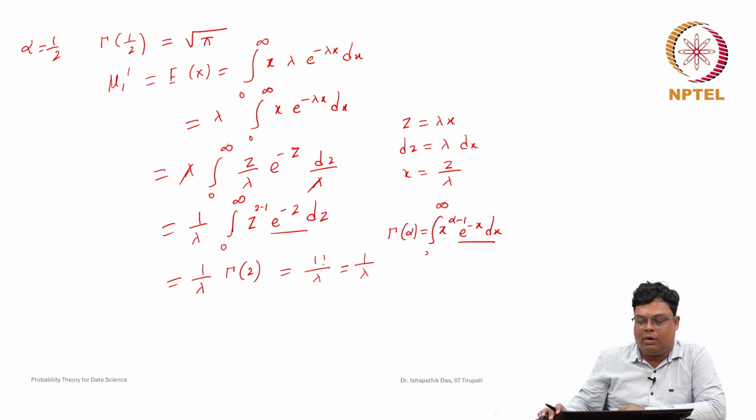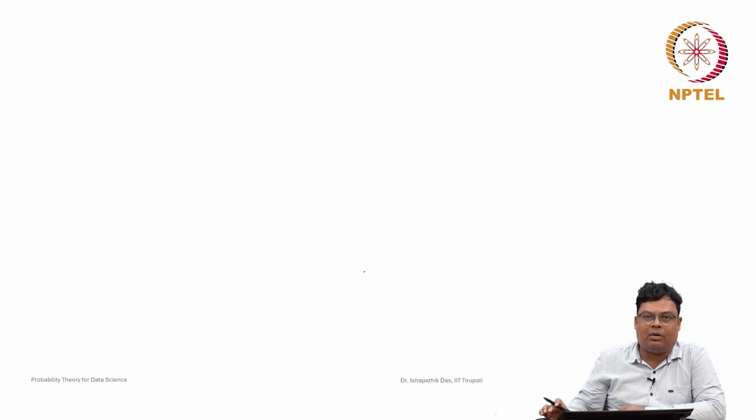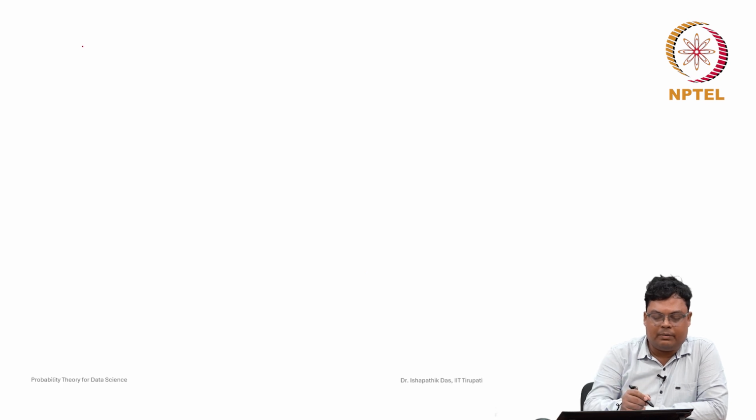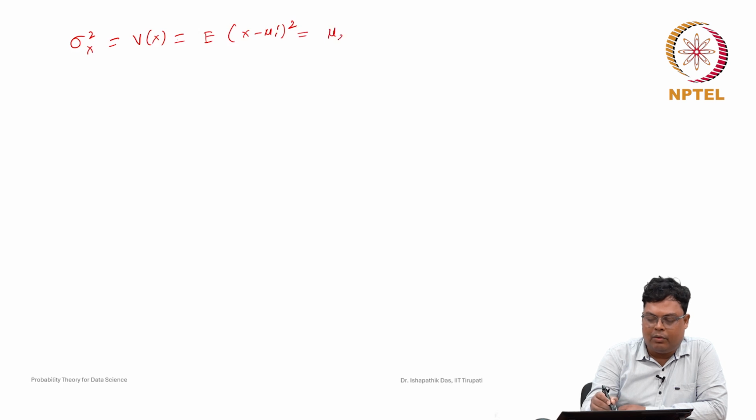Now, we want to find the variance of this random variable, sigma square, the variance of x. How will we find it? By definition it is the expectation of x minus mu 1 dash, whole square, but we will take the simplified formula: mu 2 dash minus mu 1 dash whole square. So how do we find this mu 2 dash? This mu 2 dash is nothing but the expected value of x square.